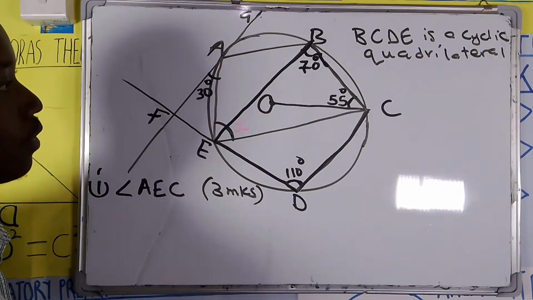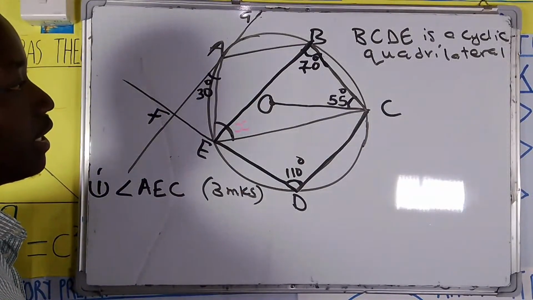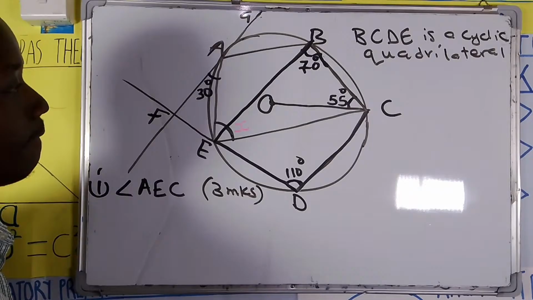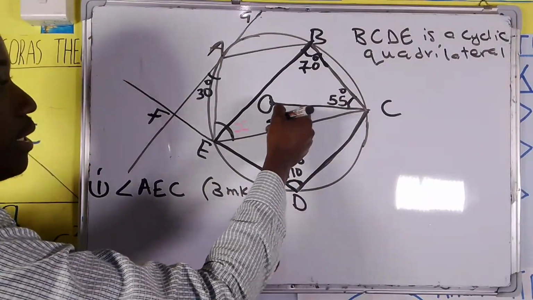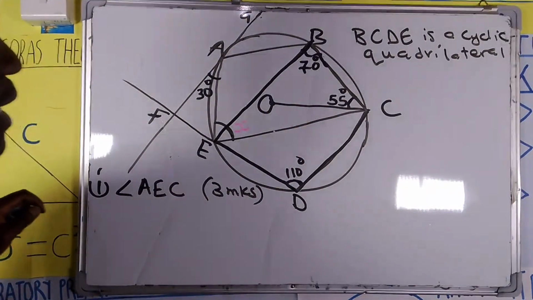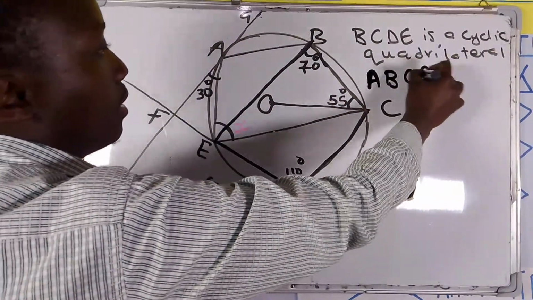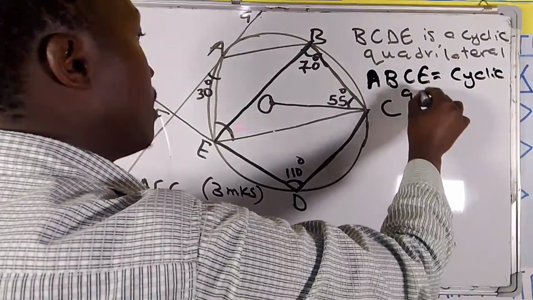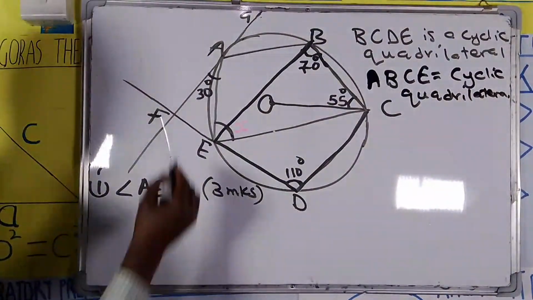So having this one as 70, let us check another relationship that we have. This is the radius. This one here is the radius. So another cyclic quadrilateral is ABCE. ABCE is also a cyclic quadrilateral.